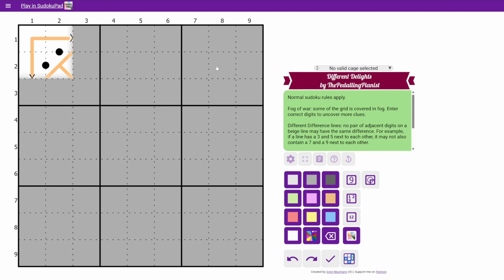The rules are normal Sudoku rules apply. That's 1 to 9 in every column, row, and 3 by 3. Fog of War. Some of the grid is covered in fog. Enter correct digits to uncover more clues.